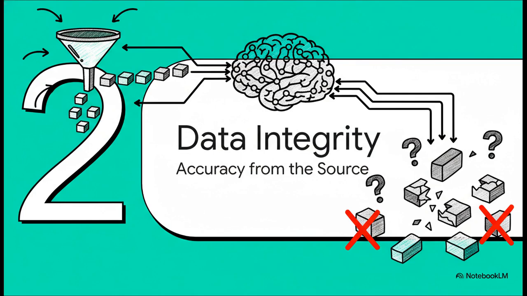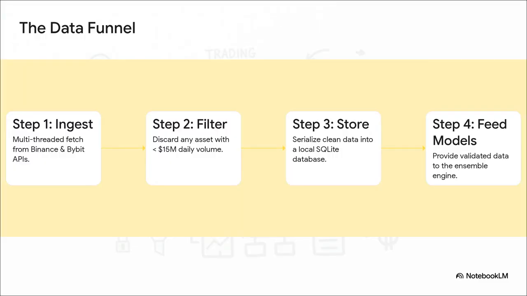Look, any advanced system is built on one simple truth. Garbage in, garbage out. You can have the most brilliant AI in the world, but if you feed it bad data, it's completely worthless. That is why the very first line of defense in this architecture is a super strict data integrity pipeline. The process is really systematic. It kicks off by pulling data from both Binance and Bybit at the same time. The very first filter is liquidity. Anything with less than $15 million in daily volume gets thrown out immediately. We're avoiding market ghost towns, right?